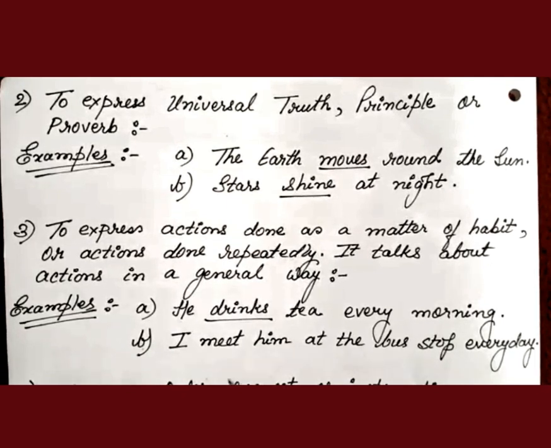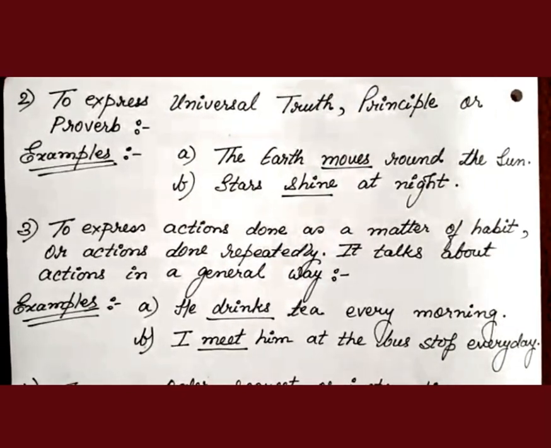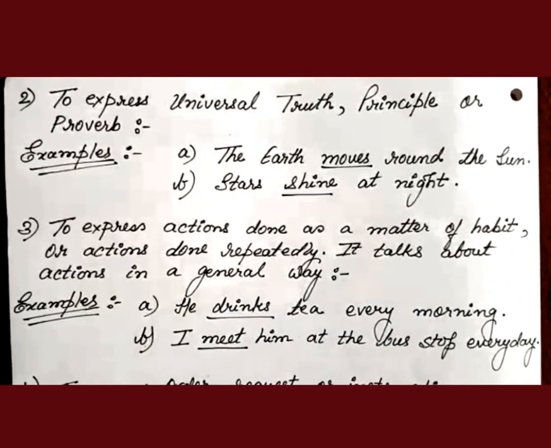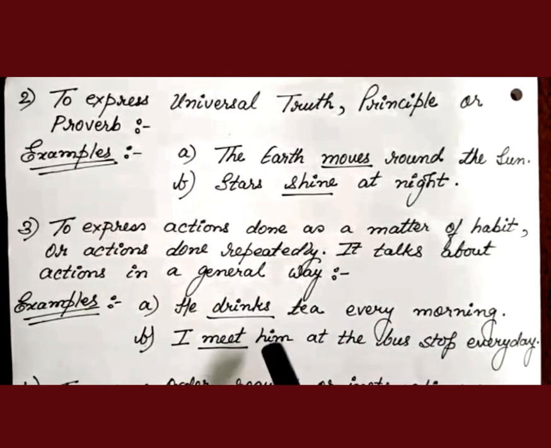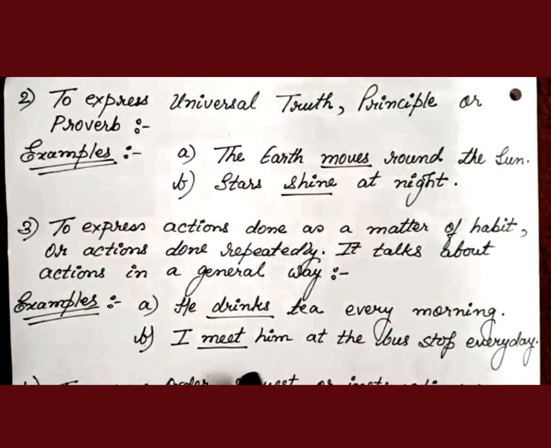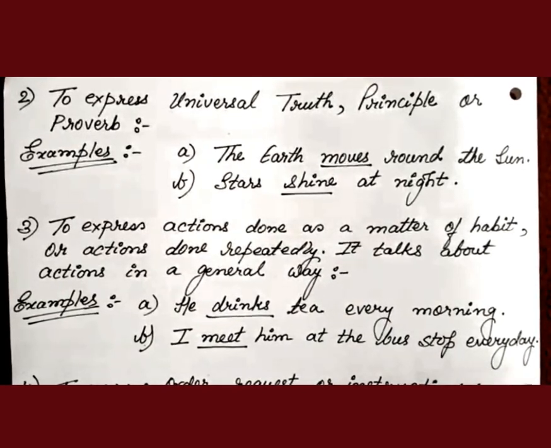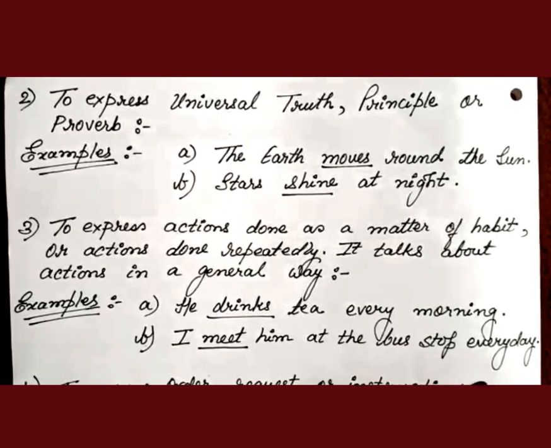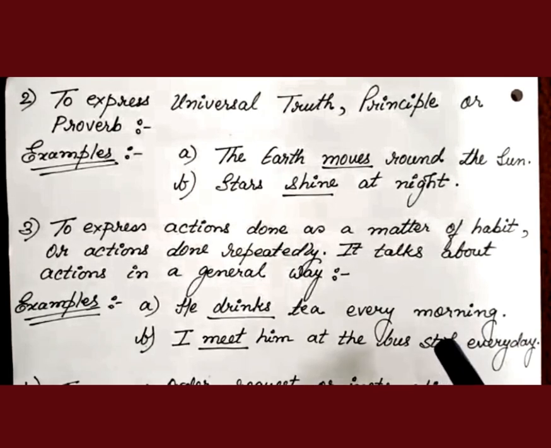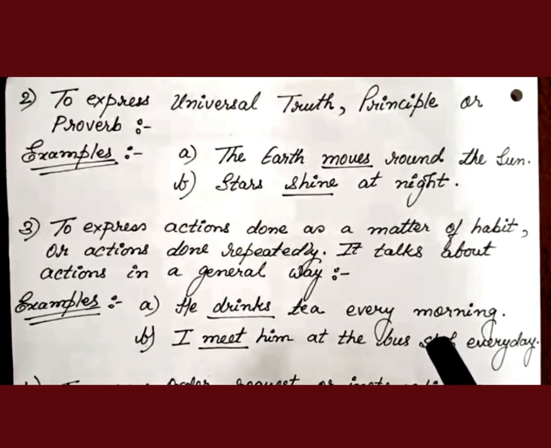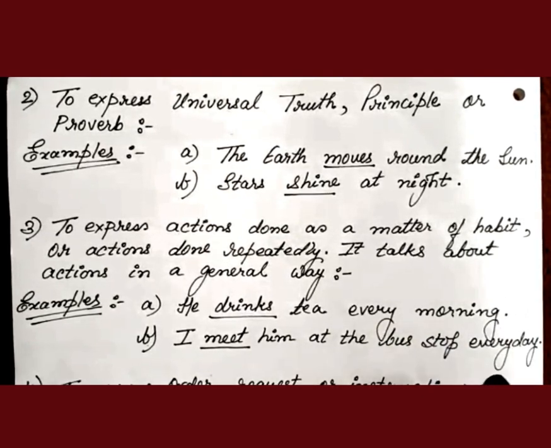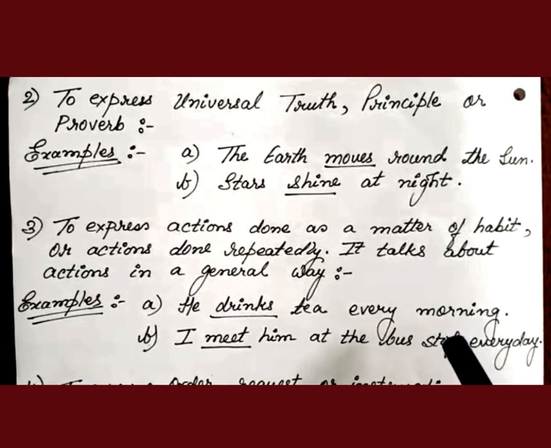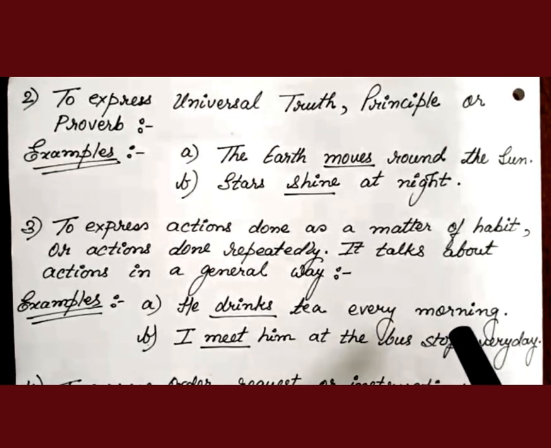So here we find two forms of verbs. The first example, he drinks tea every morning. Again, this is a general way, an action which happens repeatedly. Every day he has a habit of drinking tea. And the second example again, I meet him at the bus stop every day. Now again, this is an action which is being repeatedly done. So these two examples show that simple present tense can be used to express actions done as a matter of habit.